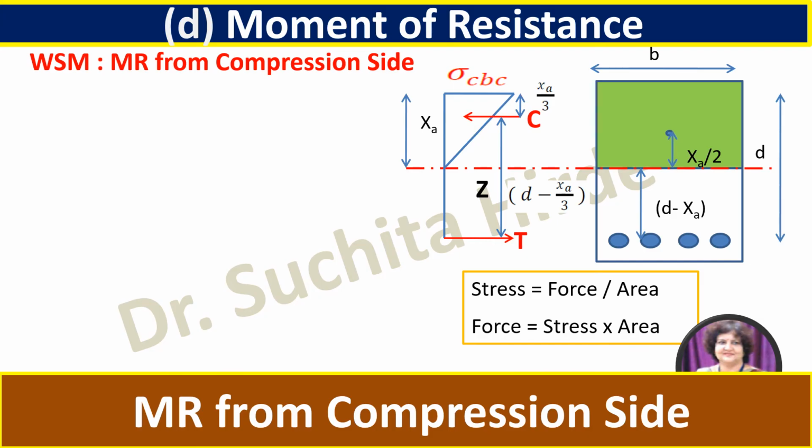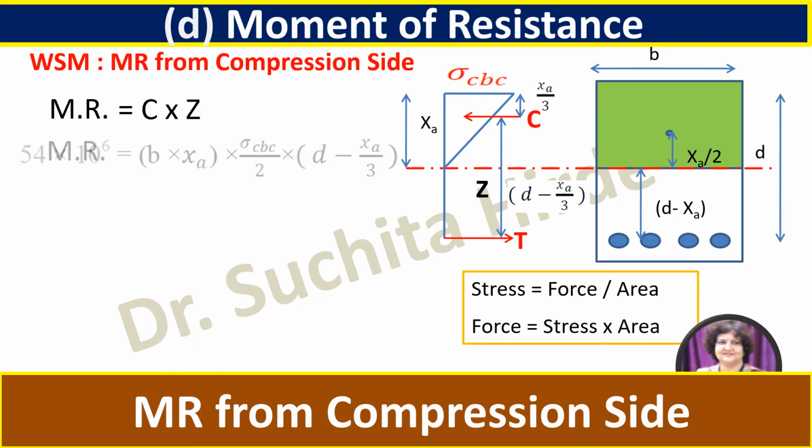So average stress is 0 plus sigma CBC divided by 2. In this case, to calculate the moment of resistance from compression side, we have to take the moment of compressive force C. So C into Z is nothing but the moment of resistance from compression side. Now as you know, C is a force and force is stress into area. So we can write: moment of resistance is equal to stress, which is average stress sigma CBC by 2, and area. Which area is resisting compression? It is B into XA, which is shown with green color here. So this area is resisting the compression.